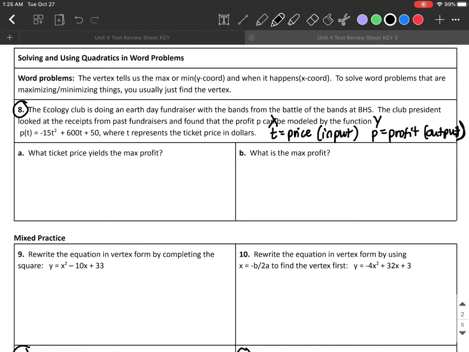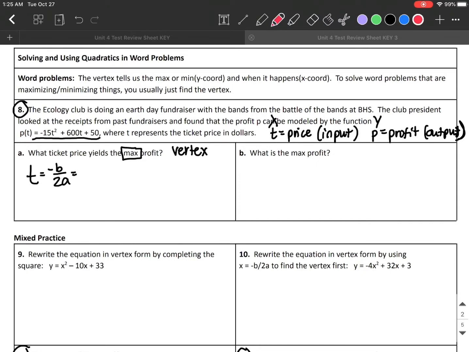All right. So I want to know what ticket price yields the maximum profit. So I'm looking for what's the input value that yields the max profit. If I see the word max or the word minimum, I know I'm looking for the vertex. So most of these word problems, I'm going to use that formula, x equals negative b over 2a. But in this case, my input value is t. So I'm going to use t equals negative b over 2a.